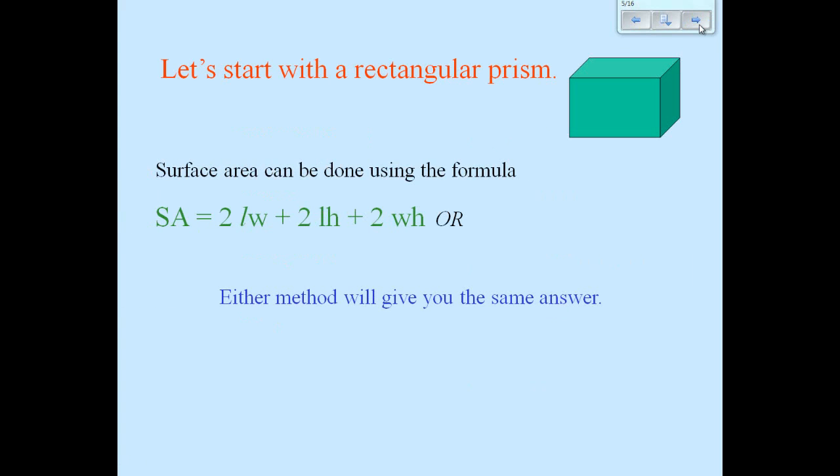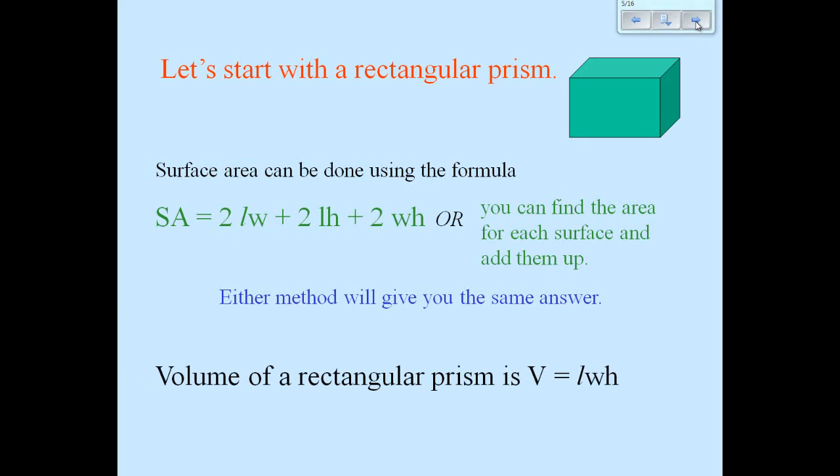And if we look at a rectangular prism, you have to think about all the surfaces. It can be done using a formula, or you can find the area of each surface and add them up. If you think about it, it's the same thing. 2LW. Well, if I think of this as my length here, and this is my width here, that's going to be my top and my bottom. 2 length times height is going to be the front and the back, and 2 width times height is going to be the left and the right side. Or you could just find everything and add them up. Either way, you're going to get the same answer. But if you memorize this, you better be sure you know what it means, because otherwise you're going to be stuck.